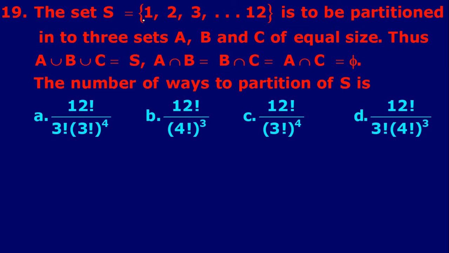Now here we are given one set S, which is {1, 2, 3, up to 12}. You have to divide this set into three sets A, B, C of equal size. That is, they should contain an equal number of elements. That is 12 divided by 3, which is 4. So A should contain 4 elements.